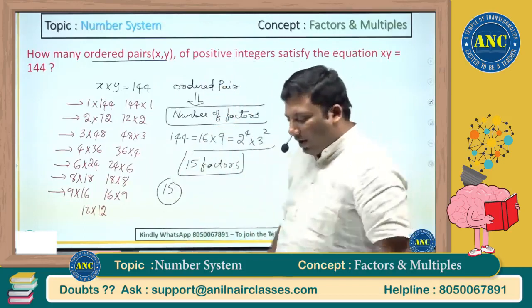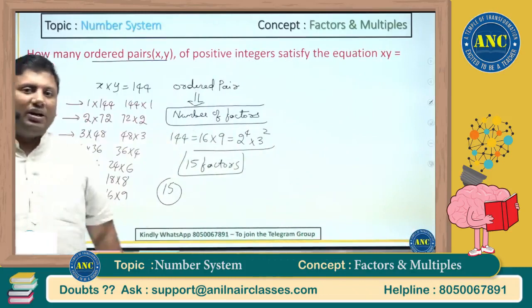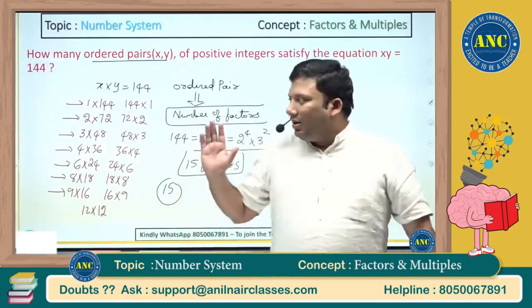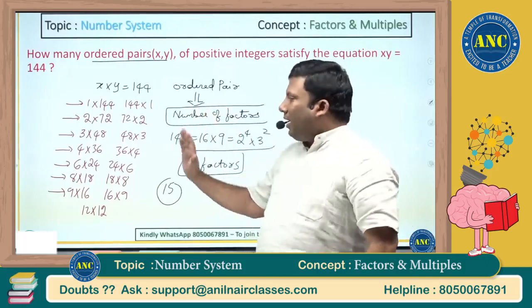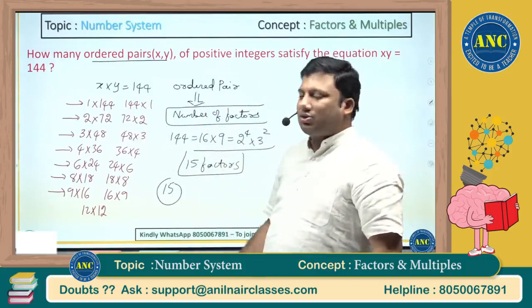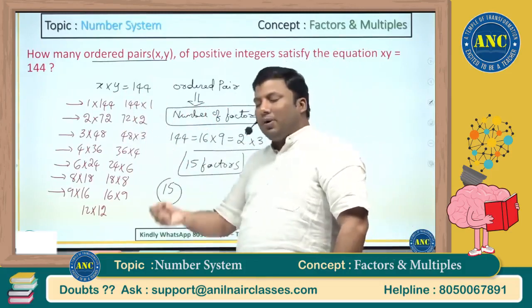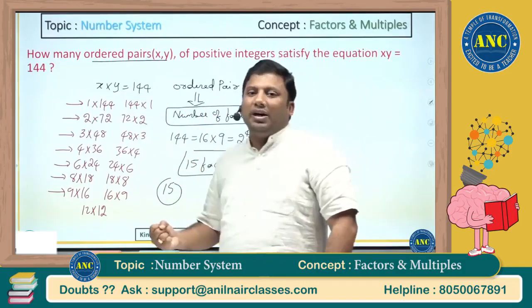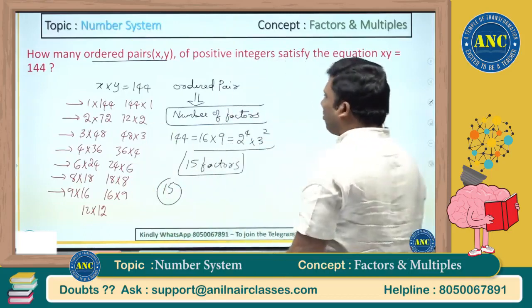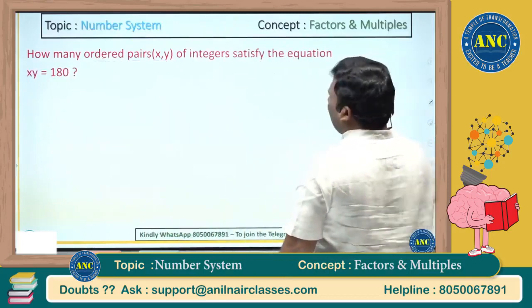X into Y equivalent to 144. 144 is 2 power 4 into 3 square. In an ordered pair, ordering matters. So 1 into 144, and the reverse 144 into 1, is also there. Some foundation level problems first, then we will get into the intermediate level problems, advanced level problems, and finally exam model questions. I hope this idea is clear.